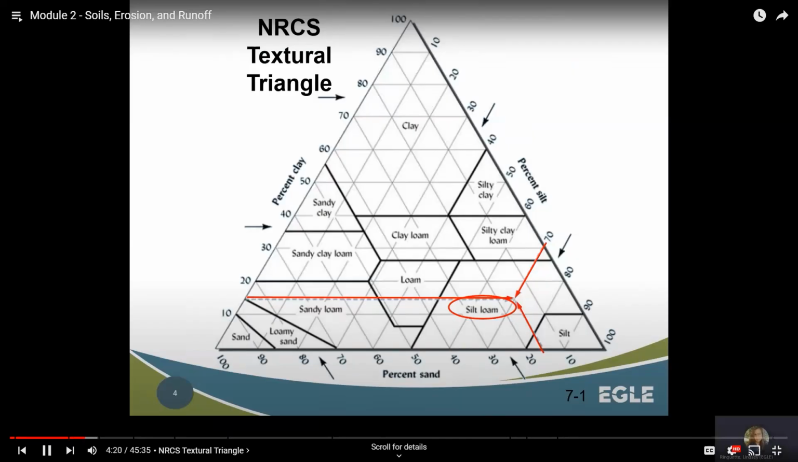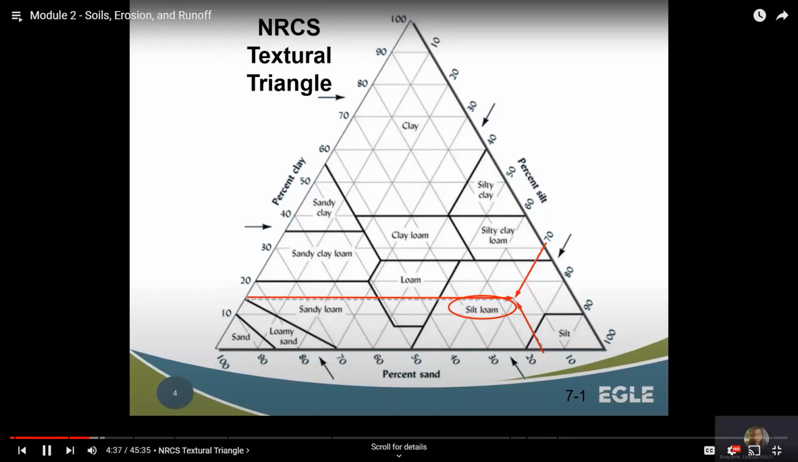The left side of the triangle is percent clay, the right side is percent silt, and the bottom is percent sand. When you take a soil sample and are able to roughly determine the percentage of each soil, such as through sieve analysis, you may use this triangle to better classify that soil.